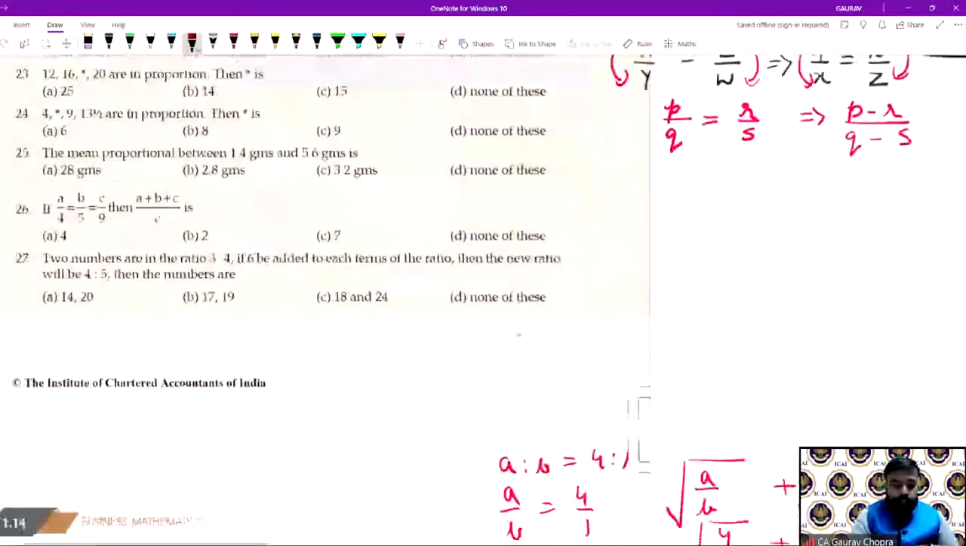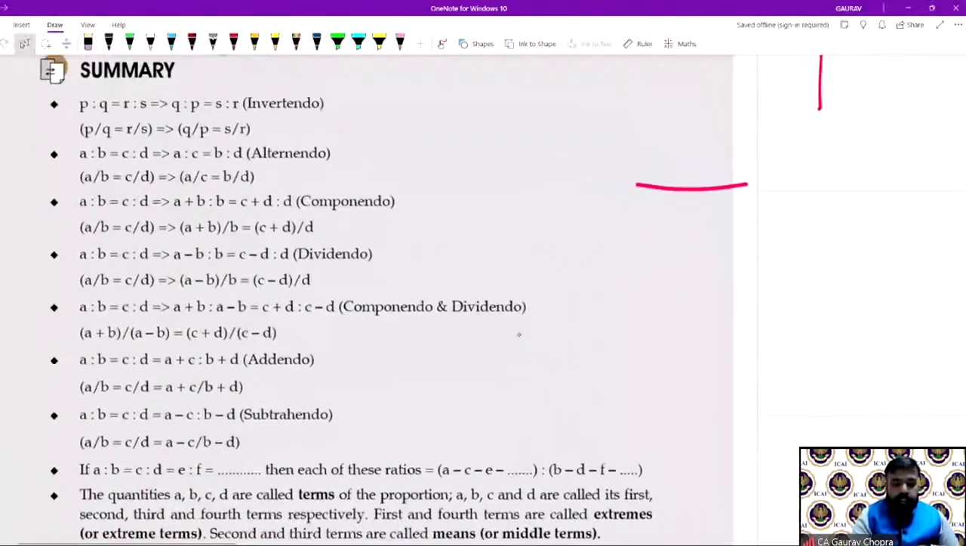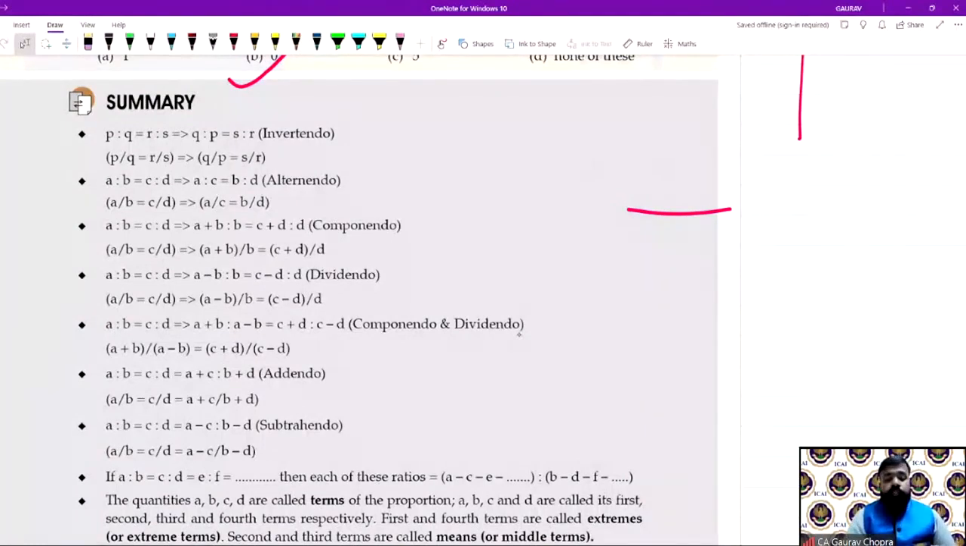So now we have done this. Last is the summary. We can summarize all those things which we have read today. First one was invertendo. If we take the inverse of the ratio, if the original ratio is P to Q and R to S, and we invert them, that means we write Q to P and S to R, then it is known as invertendo. The same thing can be written in fraction as well. Second was alternendo. Alternendo means interchange the two middle values. So B and C can be written as C and B. We have altered these two values, so it is known as alternendo.